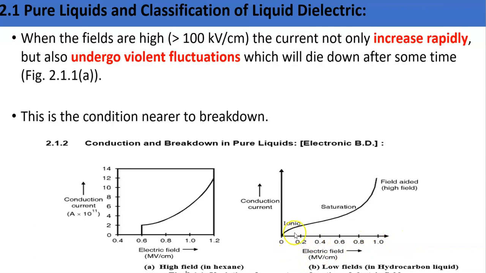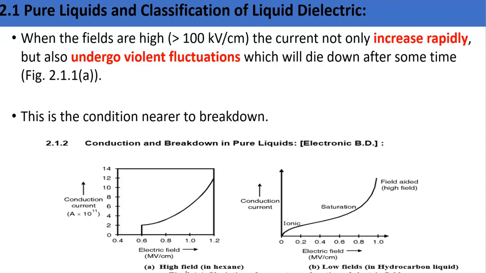Initially, when we go on increasing the voltage or field, first the current will increase slowly. Now, why does this slow current occur even if it is an insulating material? It is due to the dissociation of molecules. Liquid is made up of molecules, which will be complex in commercial liquids. Dissociation of molecules means splitting, so ions will be there.